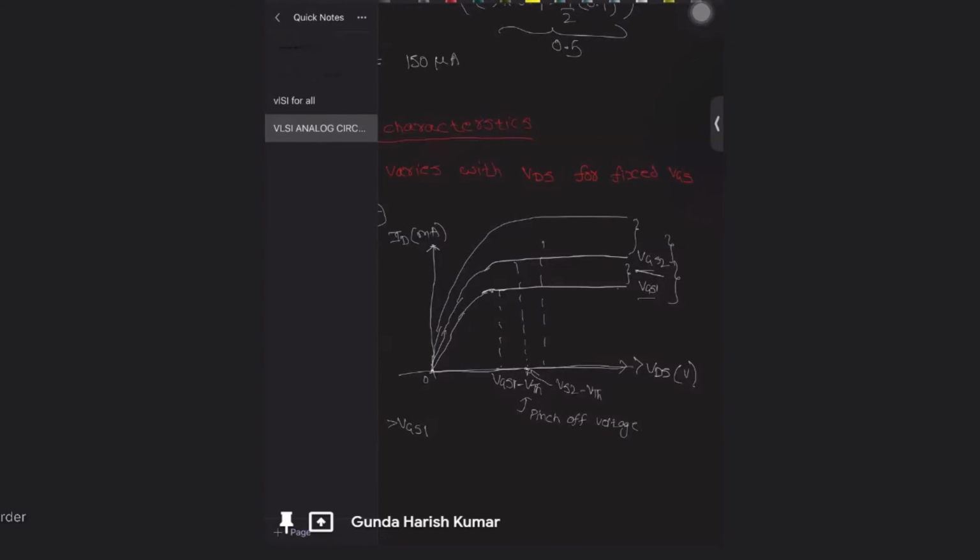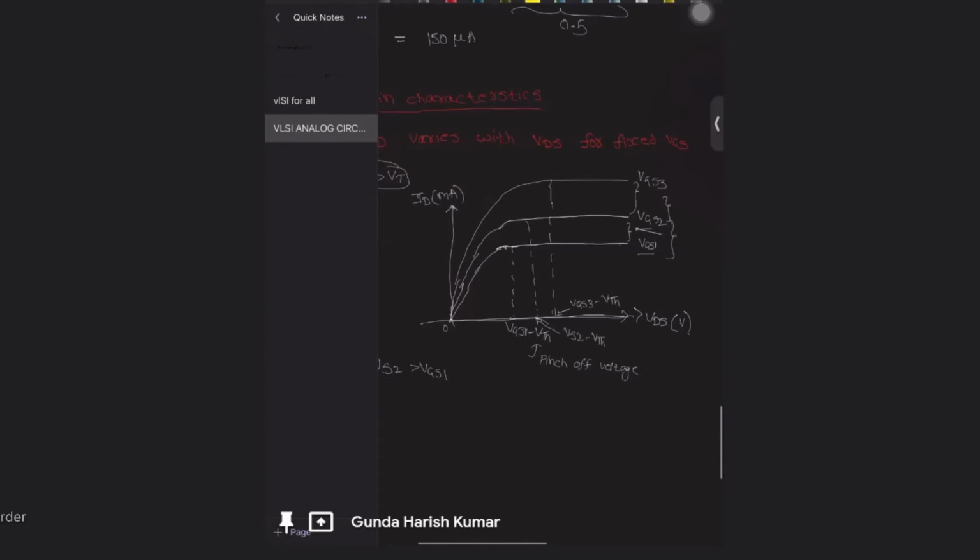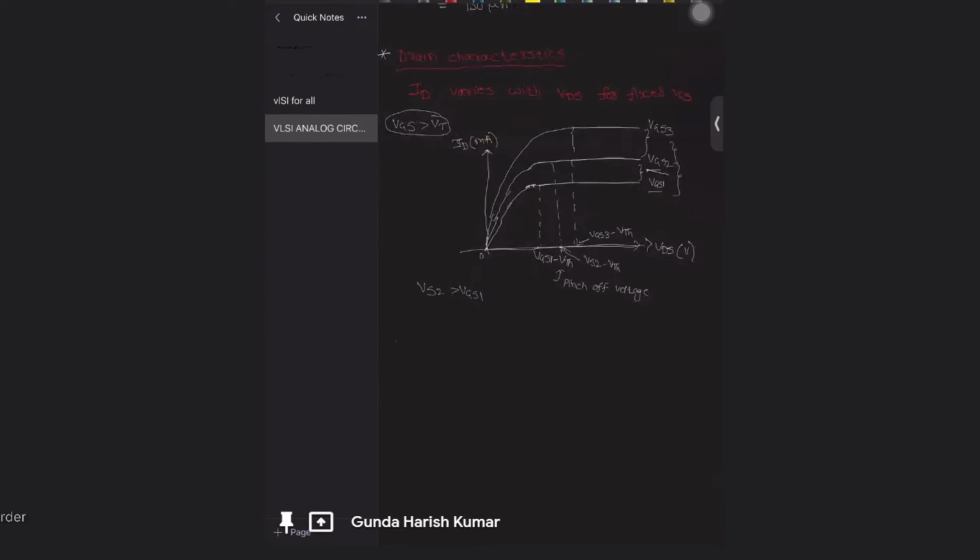And for VGS less than VT, current will be 0, on this line only. There is no current, ID equal to 0, when VGS is less than VT. So this is how the drain current changes with VDS, for VGS3 minus VTH. After VDS reaches pinch-off, the current will be saturated. Before that, it will be like a mix of linear and parabola kind of thing.